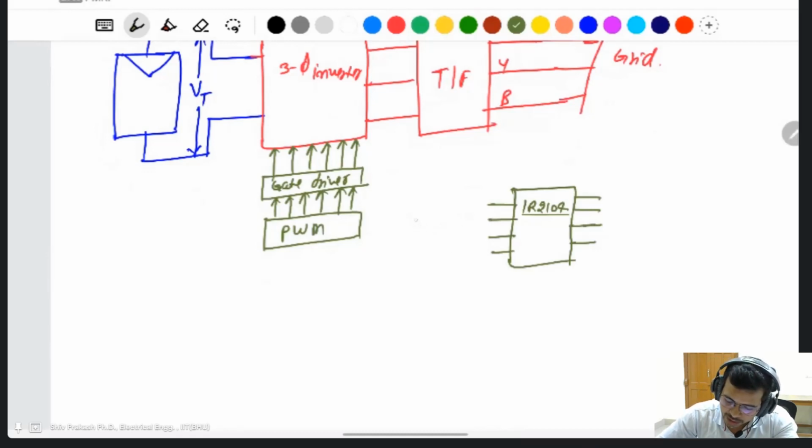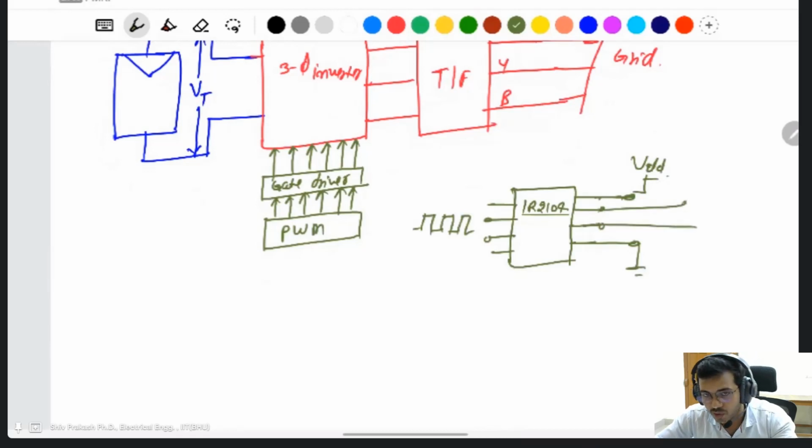You can give the pulses here between two terminals. This is the voltage supply VDD. This is the upper bound, and this one is for the lower terminal of a switch.